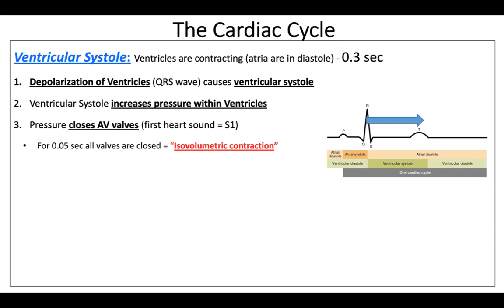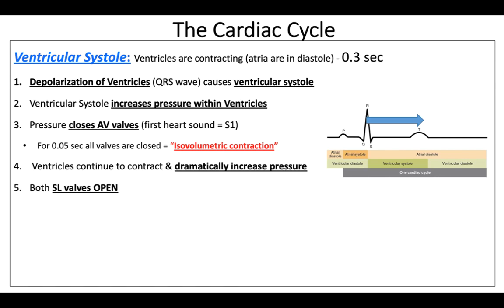We enter what's called isovolumetric contraction because everything's closed now. The semilunar valves are closed, and now we've just closed the AV valves. What that allows us to do is really ramp up the pressure. So the pressure dramatically increases in the ventricles until we can open the semilunar valves. Once the semilunar valves are open, we can eject. Ventricular ejection. How much do we eject?